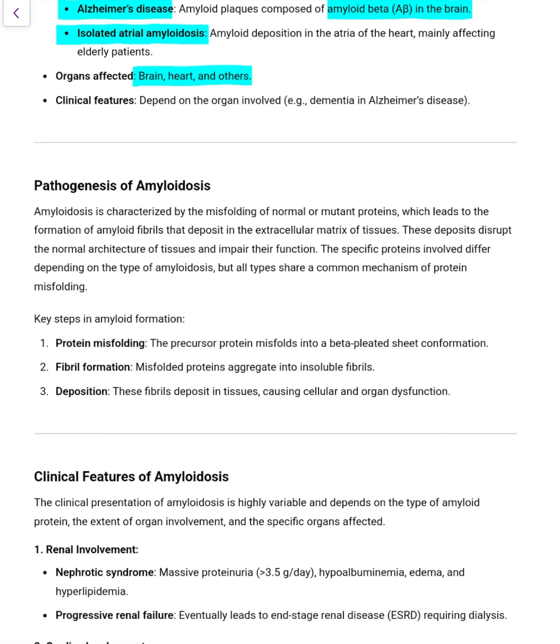Now, pathogenesis of amyloidosis, as we discussed, these proteins will be misfolded and get converted into amyloid fibrils, that is fibril formation, and then they deposit into the normal tissues and organs, causing cellular or organ dysfunction.